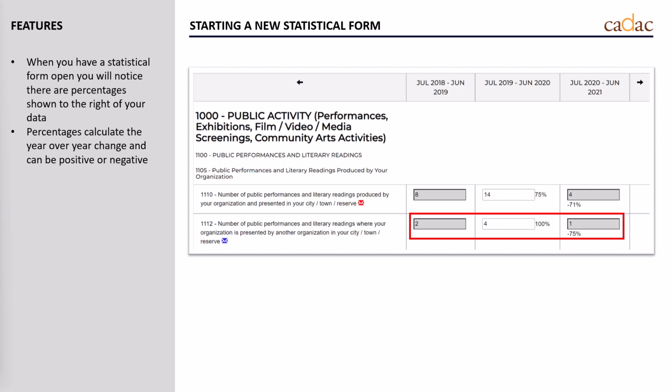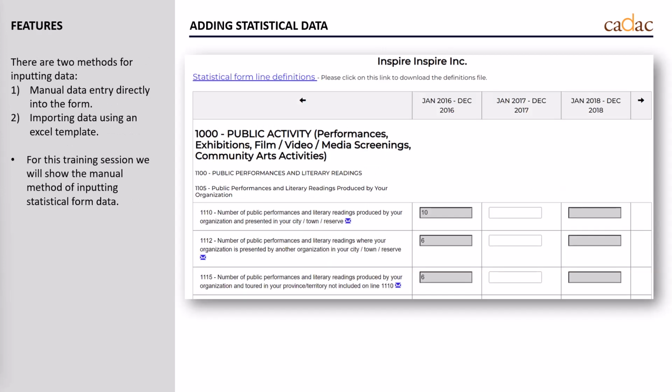So in our example, when we look at line 11-12, the number of public performances and literary readings, we can see that, for example, from July 2019 to June 2020, we had 4 of them. And then in July 2020 to June 2021, we had only 1. So it's a drop of 75%. So again, this is just for your information.